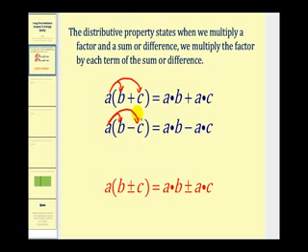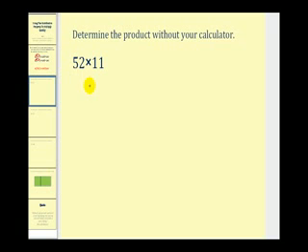And we can use this property to help us multiply two-digit numbers rather quickly without the use of a calculator. So let's see if we can use a distributive property to find this product, 52 times 11. What the distributive property allows us to do is to rewrite this as 52 times the quantity 10 plus 1 instead of 11.